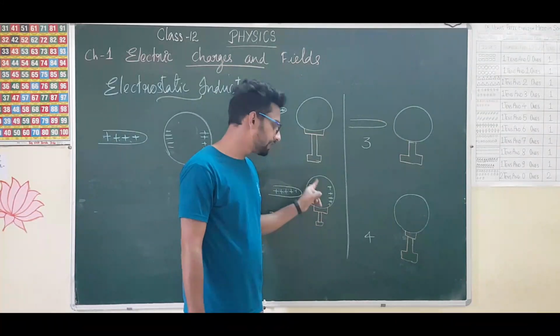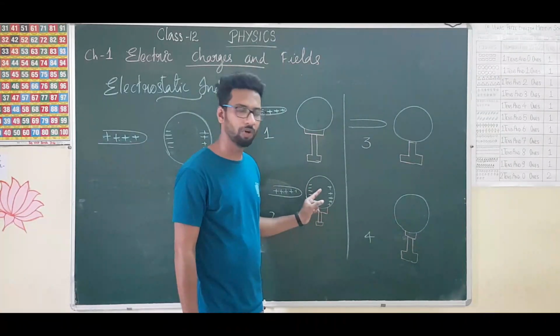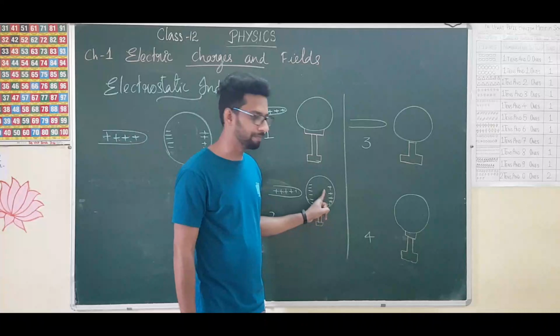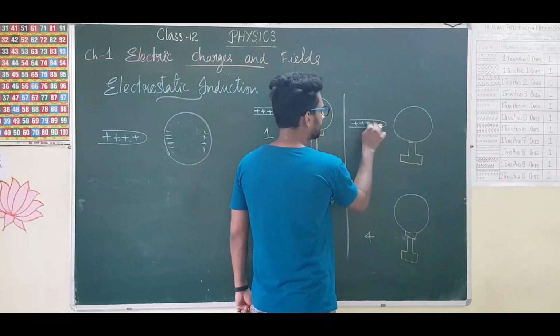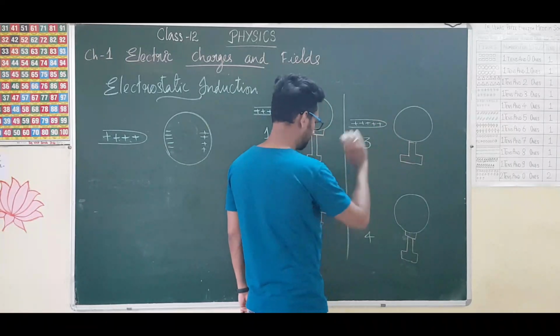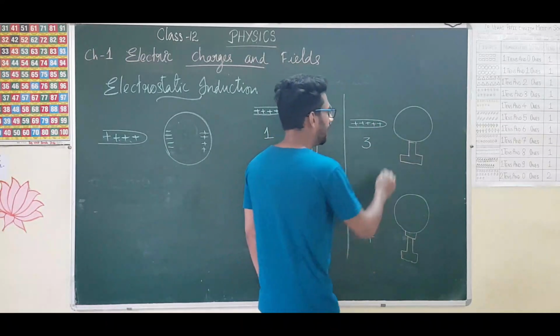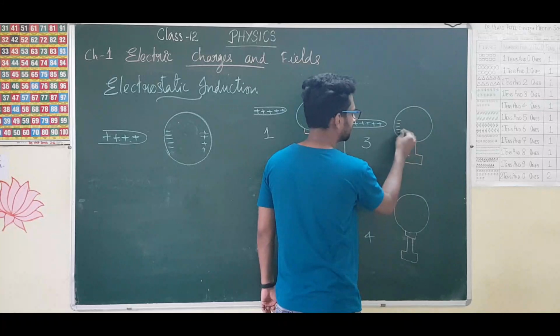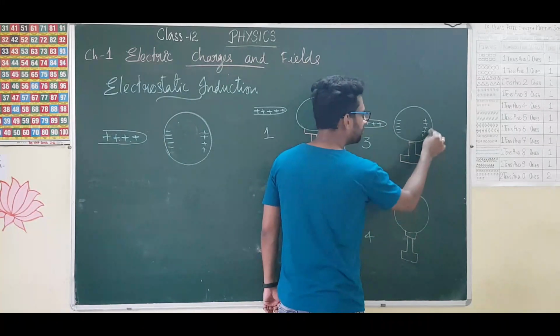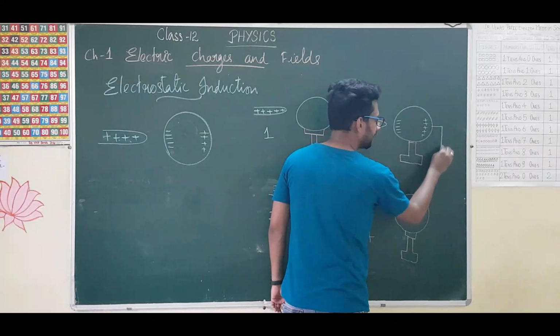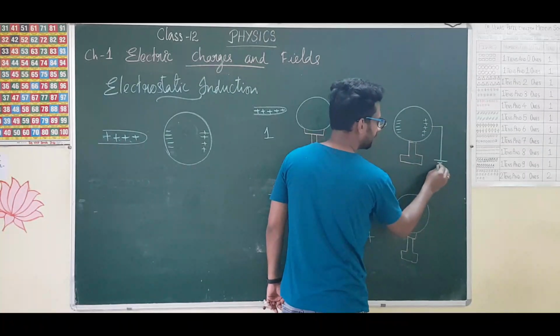But we need to charge the body negatively only. So what do we have to do? We have to remove the positive charges from this metallic shell. Keeping this charged rod very near to the shell, you have to earth. So what will be the situation? Plus and minus charges will be there. We have to earth the farthest end. This is the symbol for earthing.